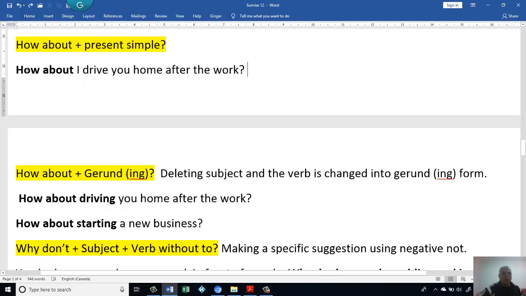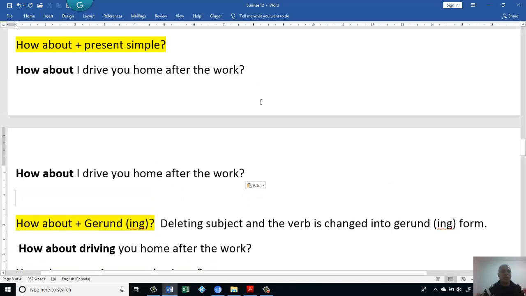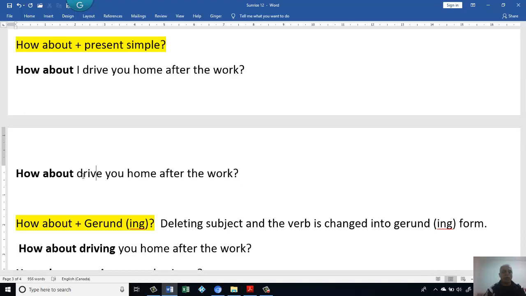For example, let's look at the sentence. If we make it like this, then, as we said, if we delete the subject, we have to change the verb to the ing form. Then we say, "How about driving you home after work?" Okay, let's go to another one.